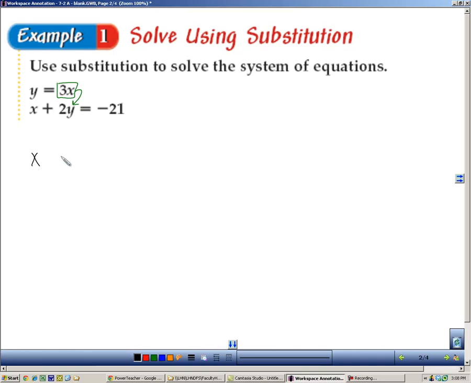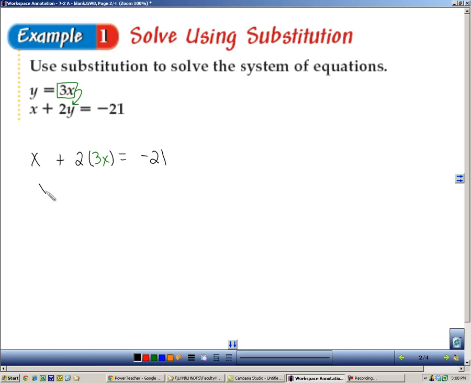So watch what happens. I'm going to rewrite this as x plus 2y. Instead of a y, though, I'm going to substitute 3x. Maybe putting that in green might help you see it a little bit better. And that still equals negative 21. That is substitution right there. You in a sense combine the two equations by substituting one of the other variables that's isolated, and you figure out what that equals, and you put it in place of that variable in the second equation.